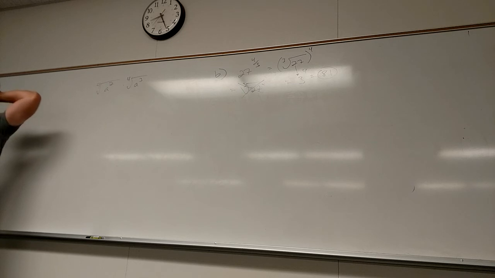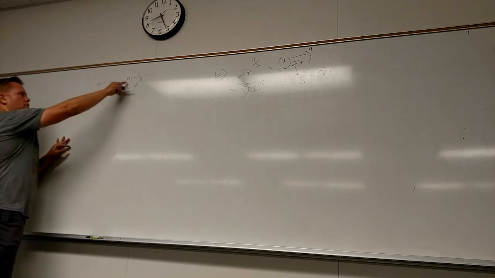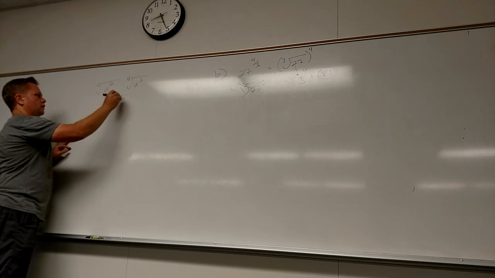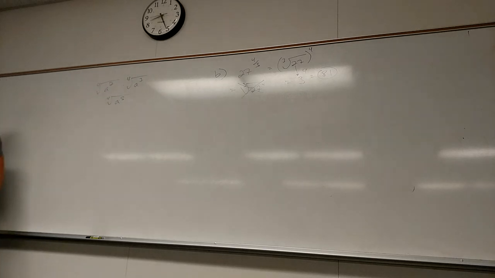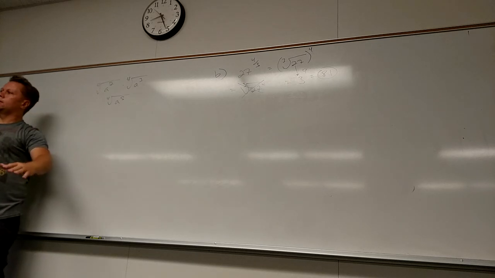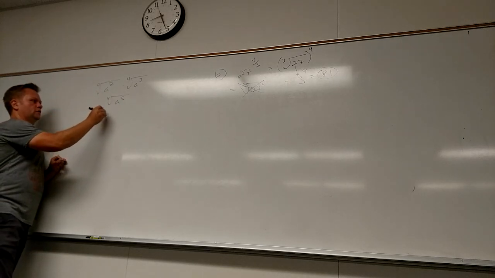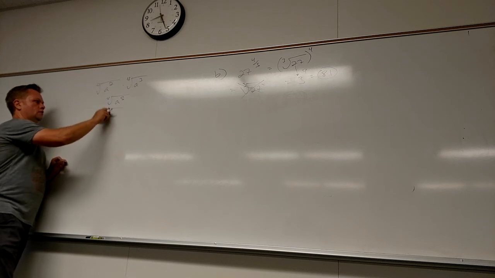Root a to the 5th. Since they have the same root, I'm allowed to multiply the insides. 4th root of a to the 5th. Now what can I do with this? 4th root needs how many things inside? 4. I have 5 things inside. I should be able to do something then. Oh, you can take the a to the 4th out. 4 goes into 5 once, with 1 left over.